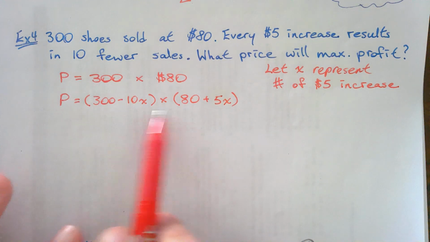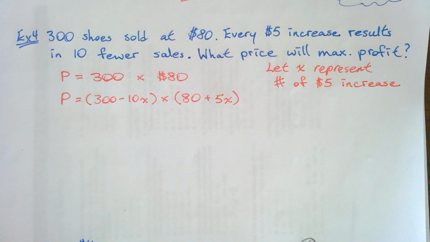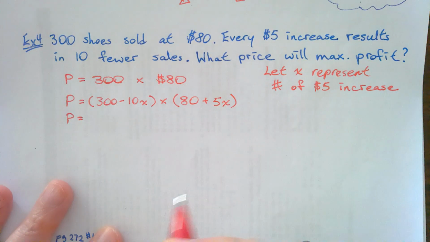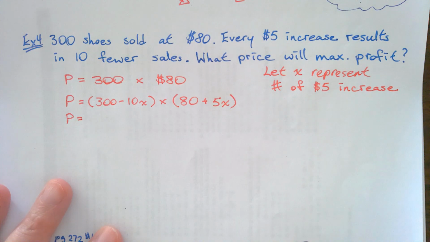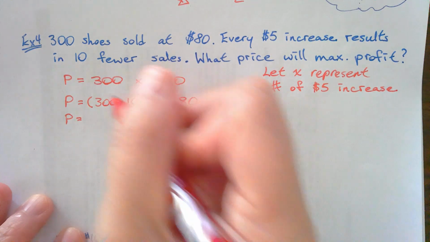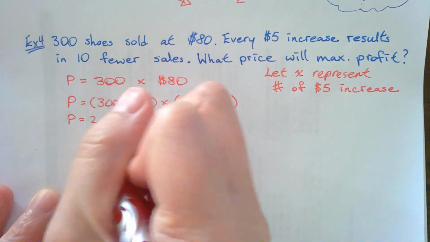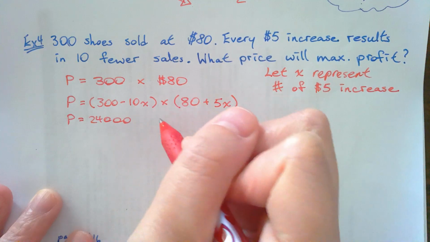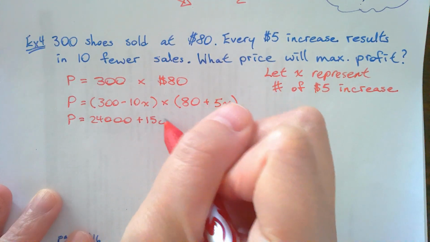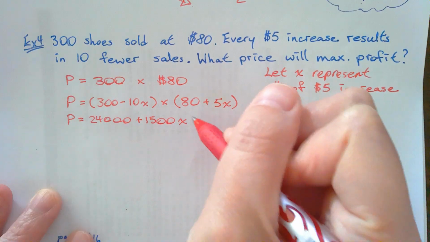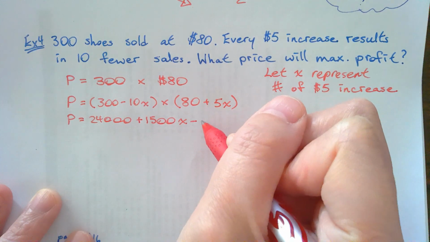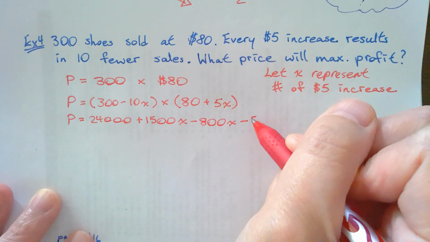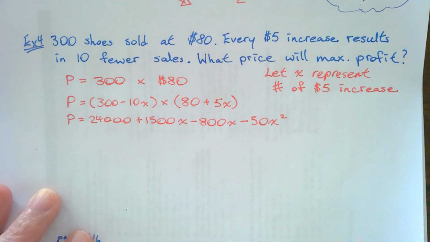Okay. So what do you think I have to do with these two brackets now? Yeah. FOIL. You know the whole unit is about quadratic formula, so you need some sort of quadratic formula anyhow. So do FOIL. So 24,000, 300 times 5x, 1500x, 80 times negative 10x is minus 800x, and then this is negative 50x squared.